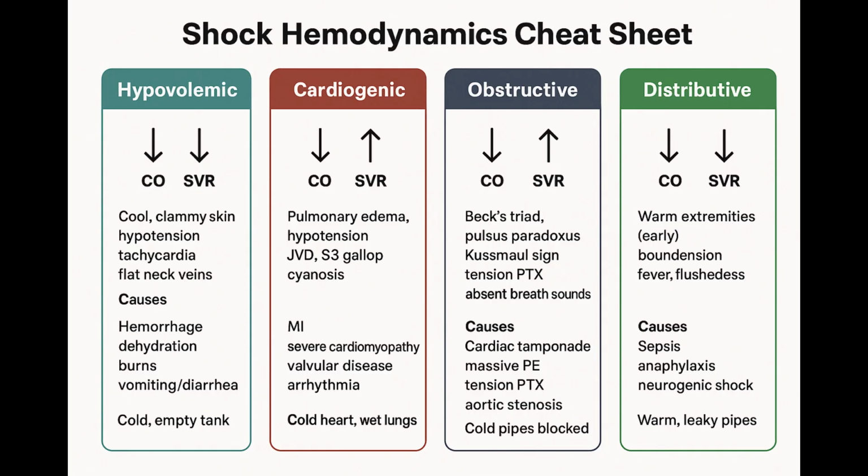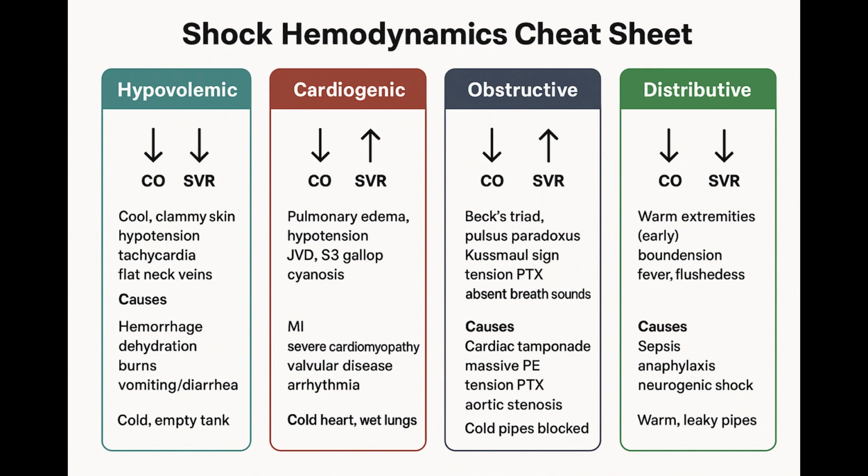It really is. Cold shock, hypovolemic, cardiogenic, obstructive, they all share high SVR, generalized vasoconstriction. That's your pale, cool, clammy skin. And warm shock, septic, anaphylactic, neurogenic, they all share low SVR from vasodilation, giving you that warm, flushed skin.